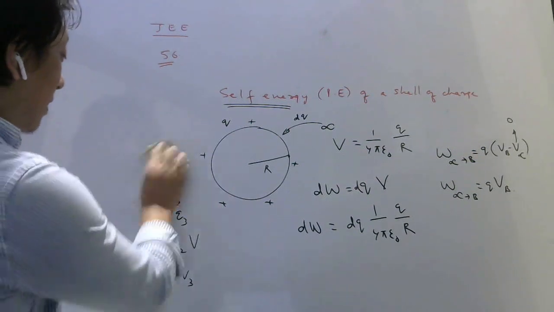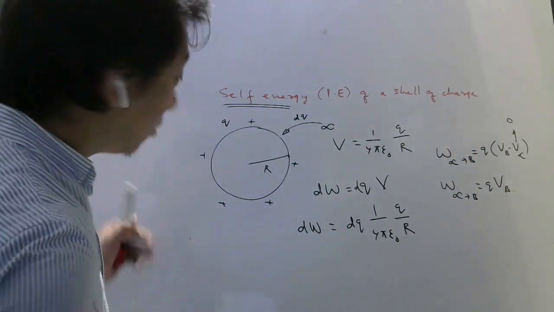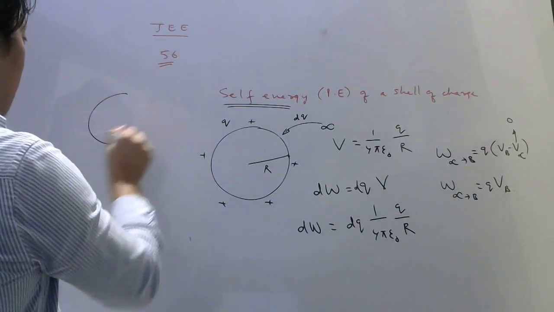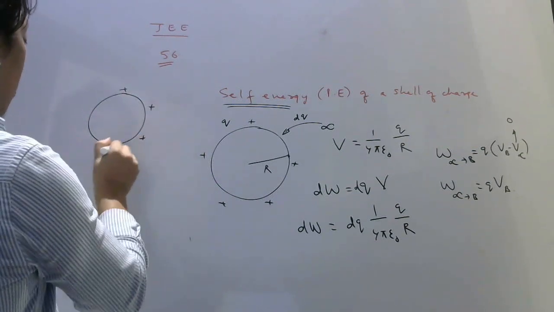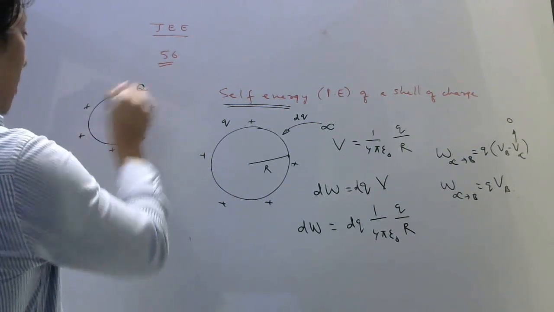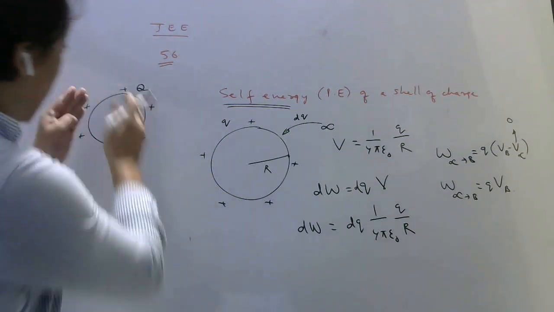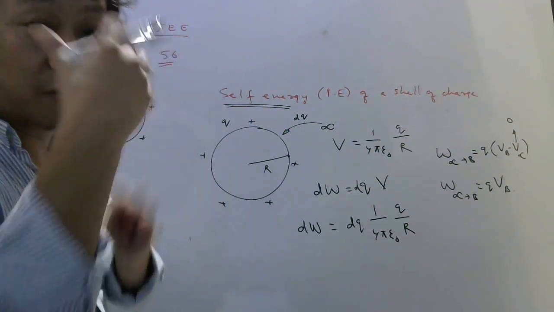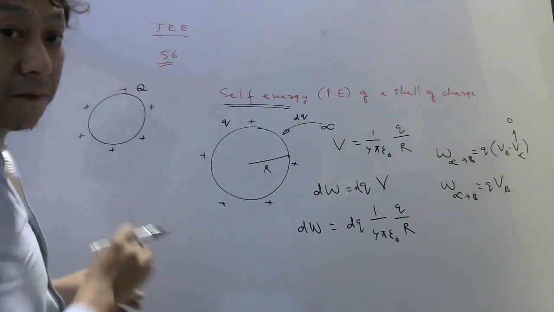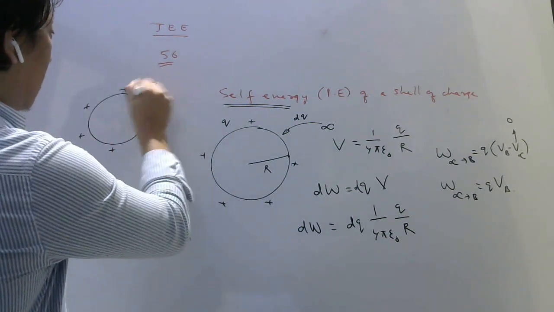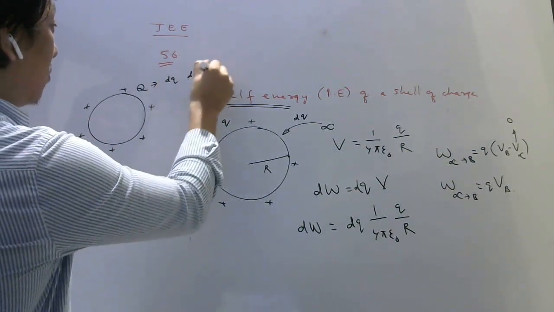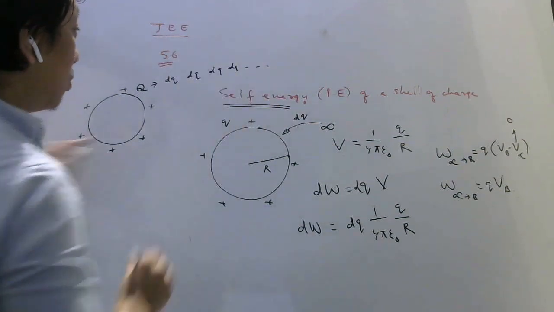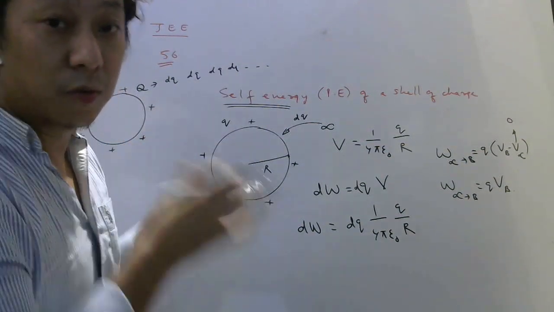Similarly, this charge on the shell. So here is the shell. Total charge is capital Q. I have to find the energy of this shell. So this capital Q also must have been brought from infinity to this surface. I can divide this capital Q into many dq's, dq, dq, dq, like that. So to bring each dq, how much work do I have to do?